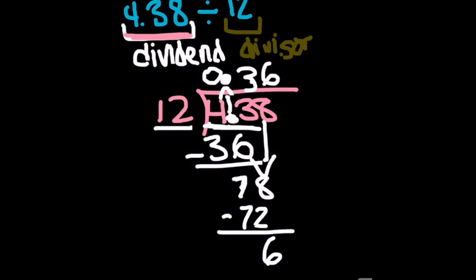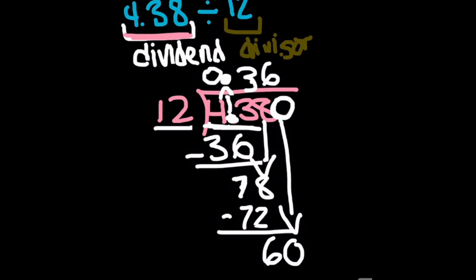Now I have 6 left. So what I can do now, I could just bring down the 0, because there is not going to be any remainders or anything like that. We don't have to put a decimal right here again. We already have the decimal. We can bring as many zeros down as we want, because technically we already have the decimal point right over here.